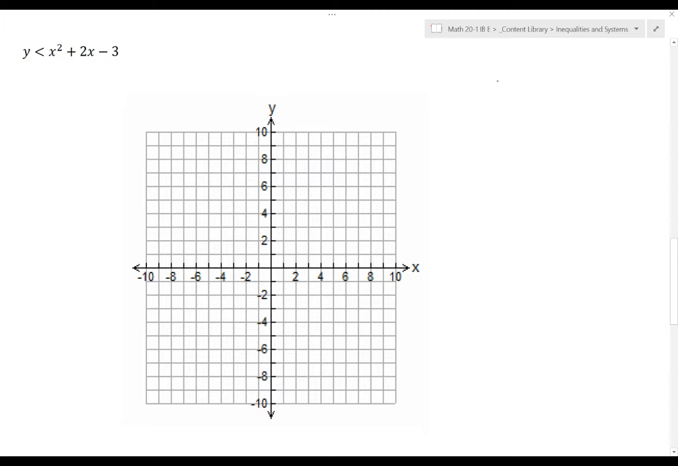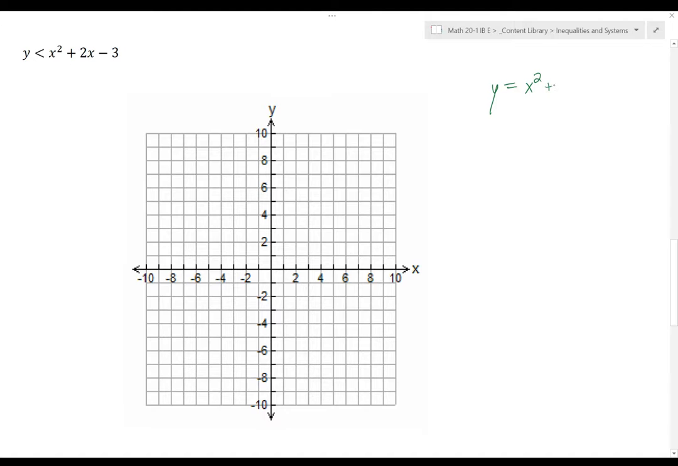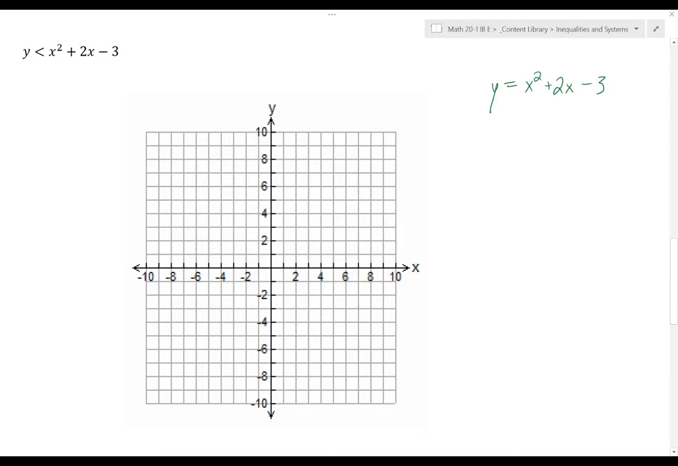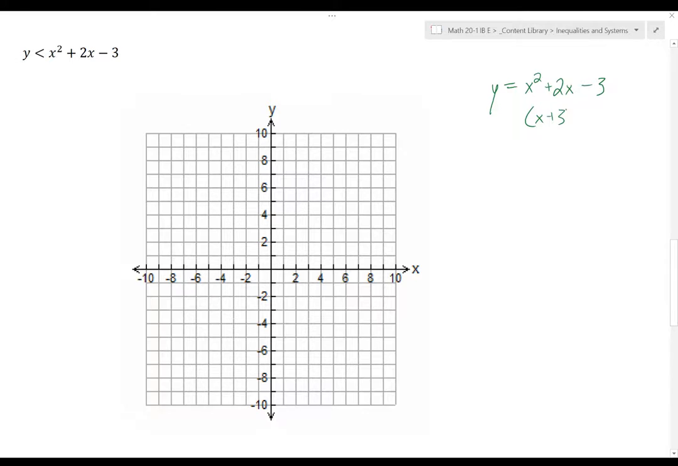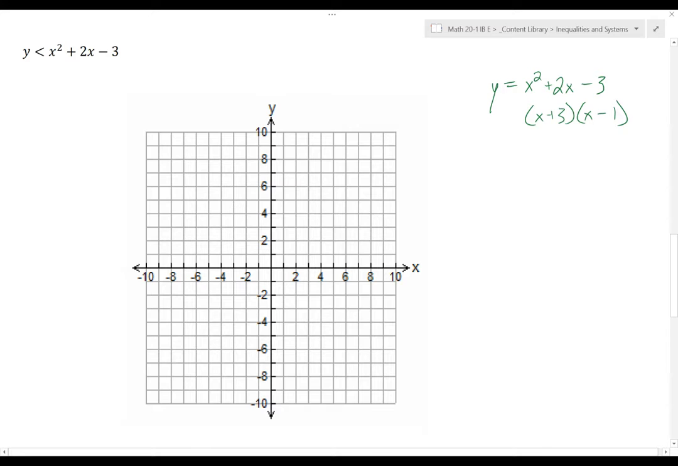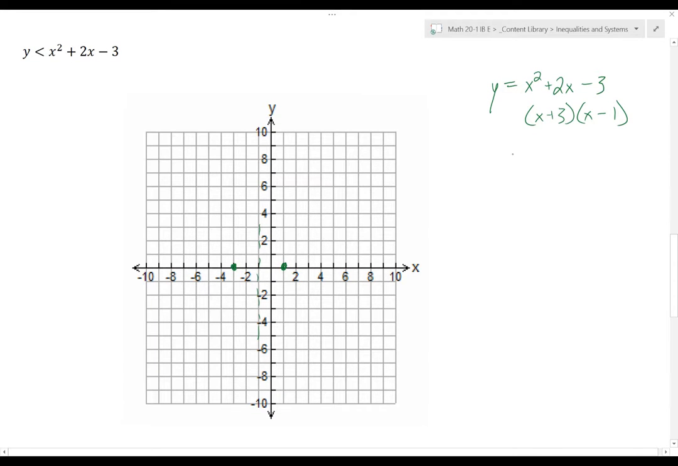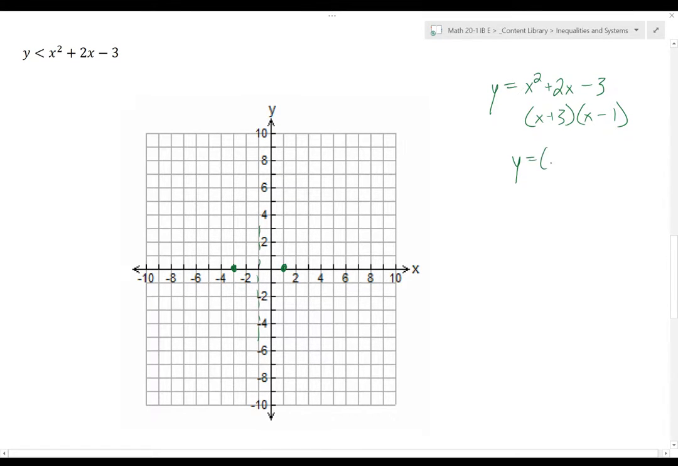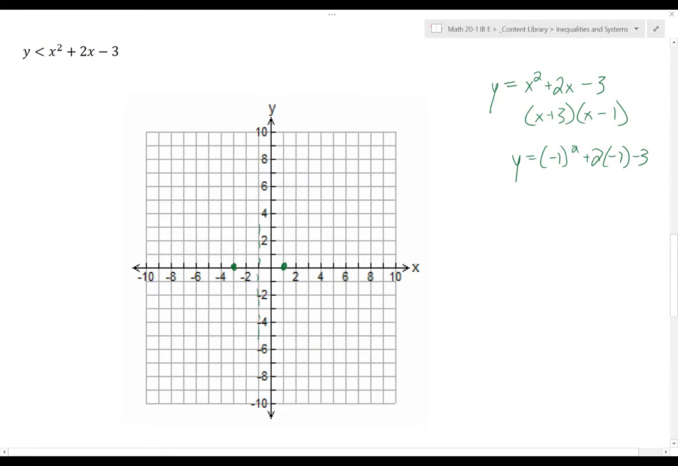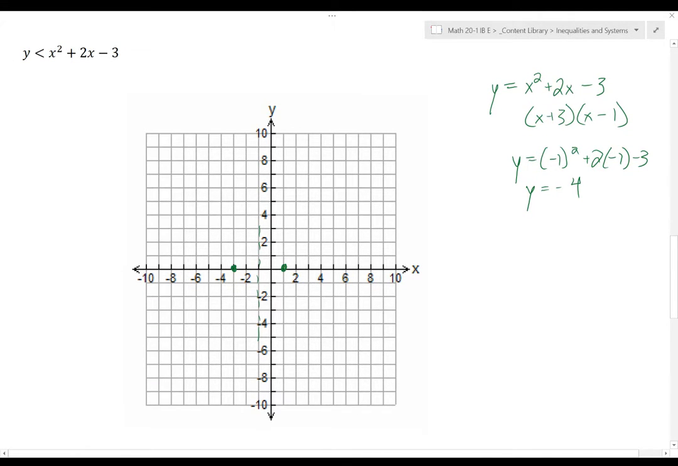I consider the associated equation, y equals x squared plus 2x minus 3. This is a parabola. It is factorable, so if I factor it, that helps me see where the x-intercepts are, which can help me draw it. So I have x-intercepts at -3 and at 1, which means that the vertex has to be halfway between them. So the vertex is at x = -1. Let's see what we get when we substitute x as -1. Well, we've got 1 minus 2 minus 3, so y would then be -4. So I have a vertex at (-1, -4).